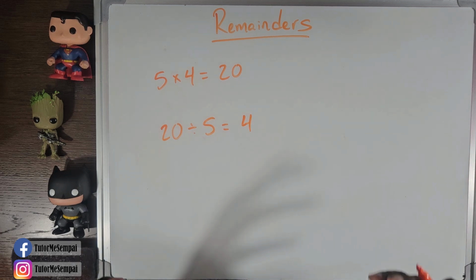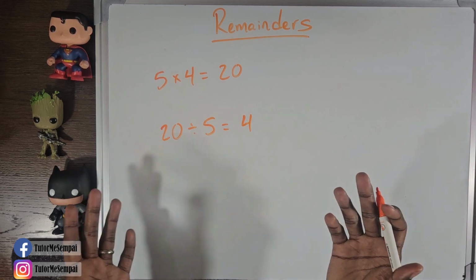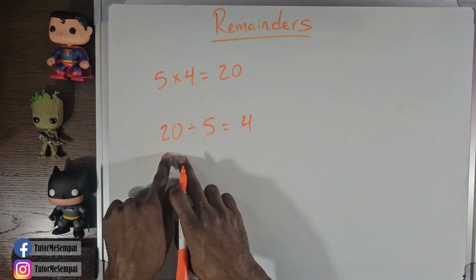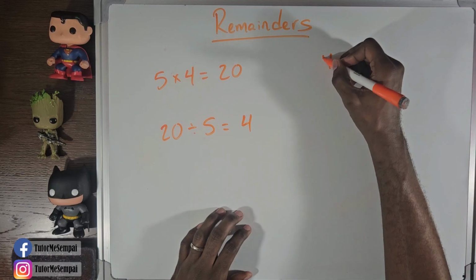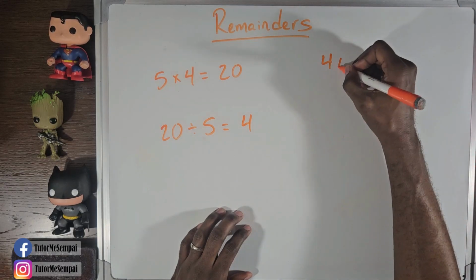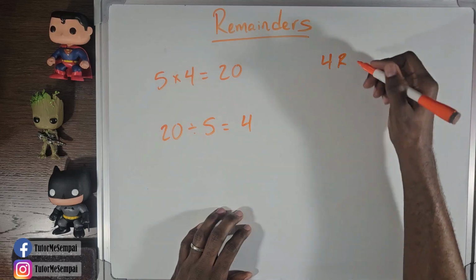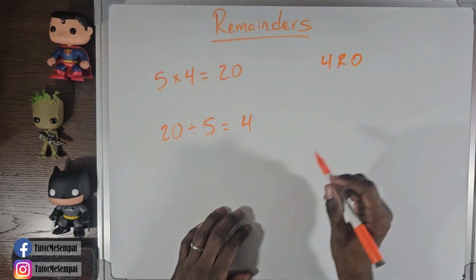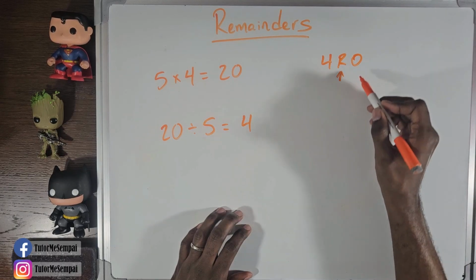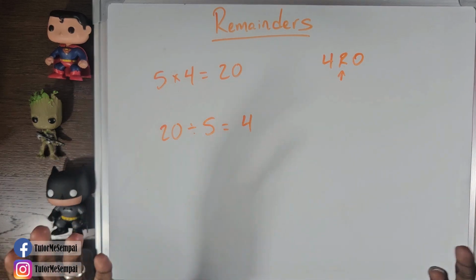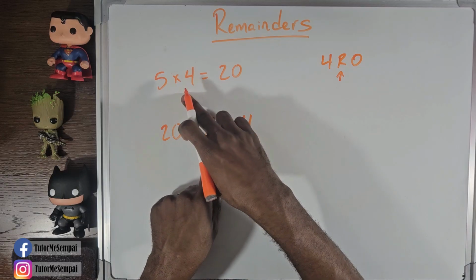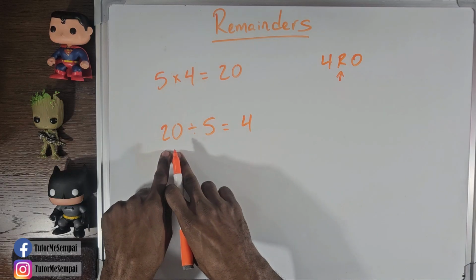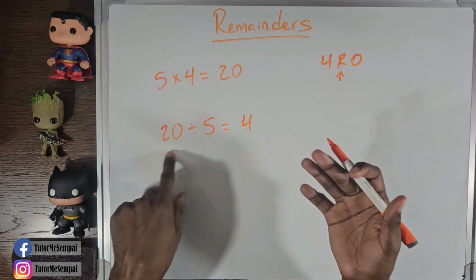Now, what is the remainder? In this case, there is no remainder. That's because 20 is a perfect multiple of 5. You don't necessarily need to write this, but you can almost write that your answer is 4 with a remainder of 0. 4 remainder of 0, because there's nothing left over. It goes into it perfectly. 5 times 4 gives you 20. So when you divide 20 by 5, you're going to get that perfect 4.